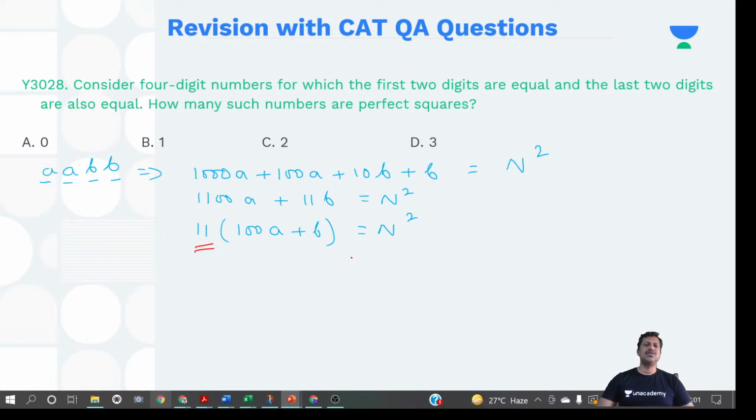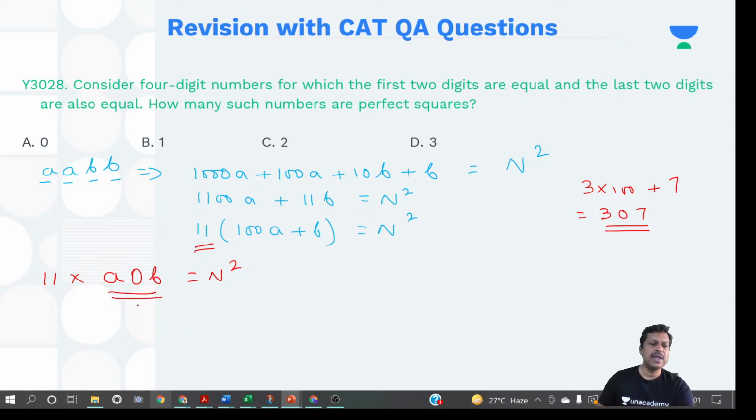But that is not helping you. You actually need to solve this. So what I need to do is go for 11 into (100A plus B) and check one by one. I put some value of A and some value of B, and then I keep on checking whether it is a perfect square or not. I'll just help you a little bit. For example, 3 into 100 plus 7 gives you 307. So 100A plus B will look like this, A0B. It should be 11 into a number A0B, and this should be a perfect square. I just need to check that A0B is a multiple of 11, because 11 is a prime number.